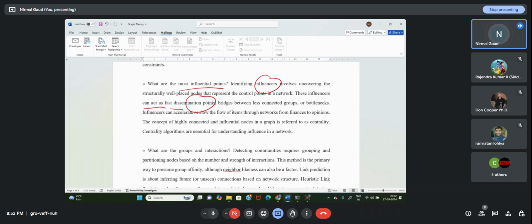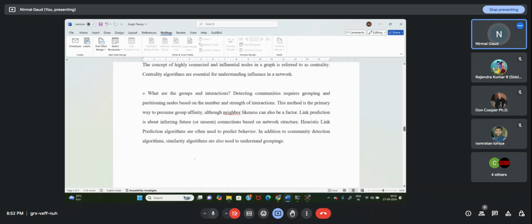That means from which nodes the data is flowing, where the rate of flow of information is more and the connections are high. Okay, influencers. So such points mean acceleration. Okay, they can be represented by the graph. We can have the group interactions also, detecting communities, grouping the people, all these things we can do with the help of a graph.